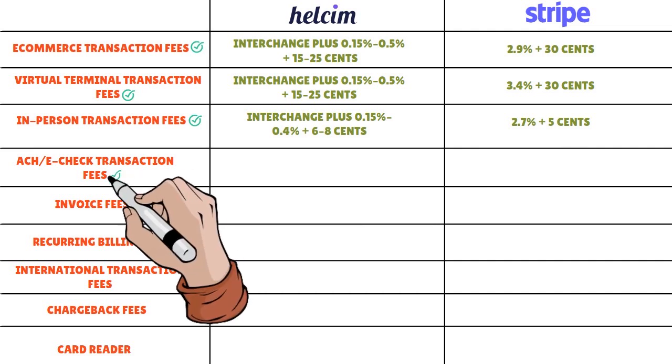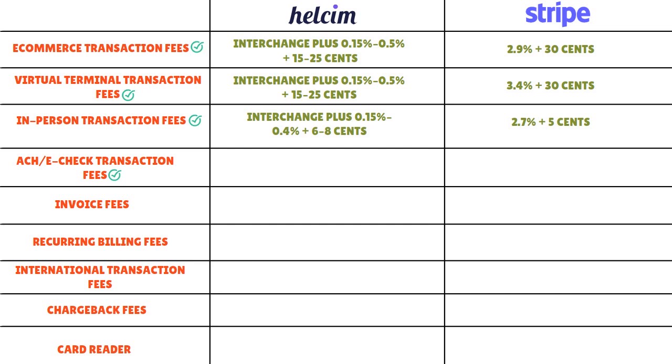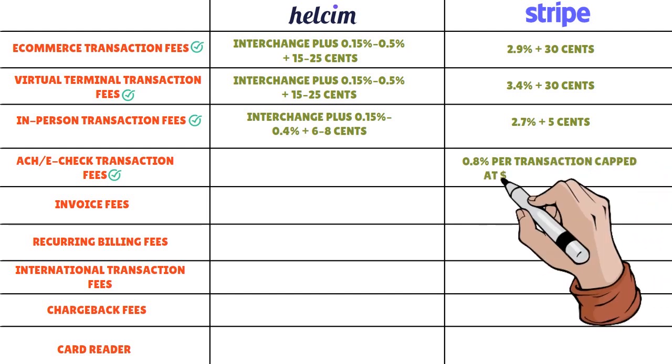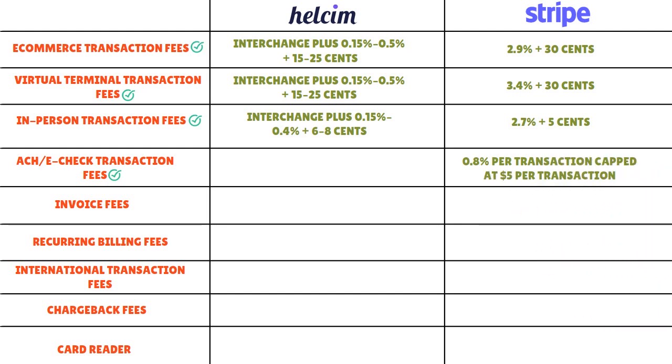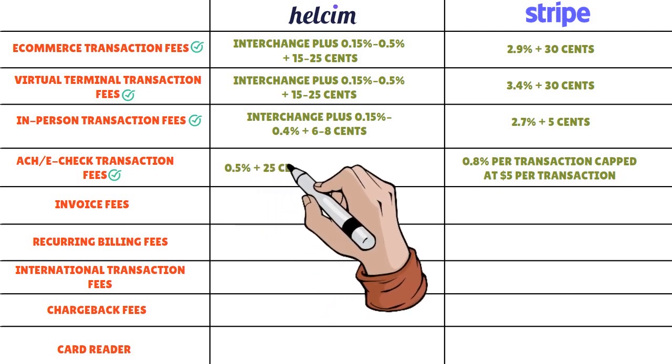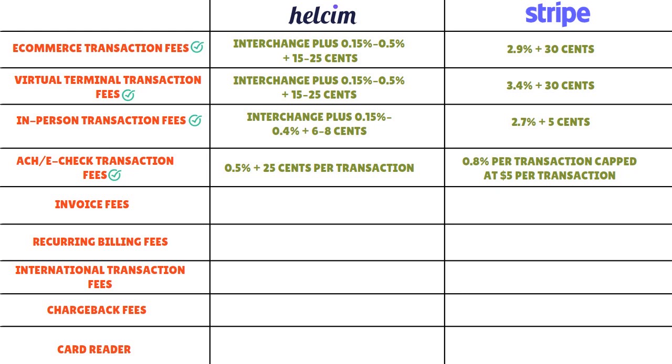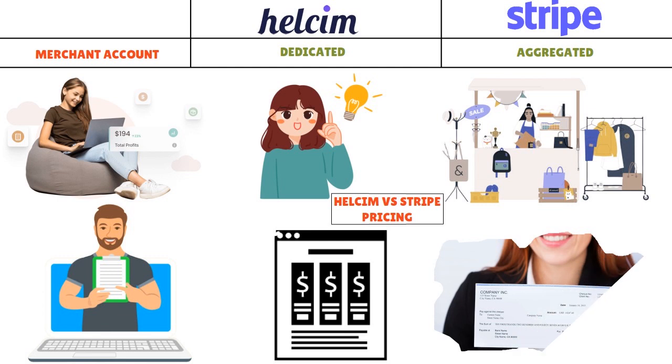Now, for ACH e-check transaction fees, this is where Stripe really dominates big time. Stripe charges you 0.8% per transaction, capped at $5 per transaction. For Helcim, you are paying 0.5% plus 25 cents per transaction, and there is no cap, which means that you can be paying $1 billion in terms of ACH e-check transaction fees. But with Stripe, you do have a cap. So that's why Stripe does win in this category.